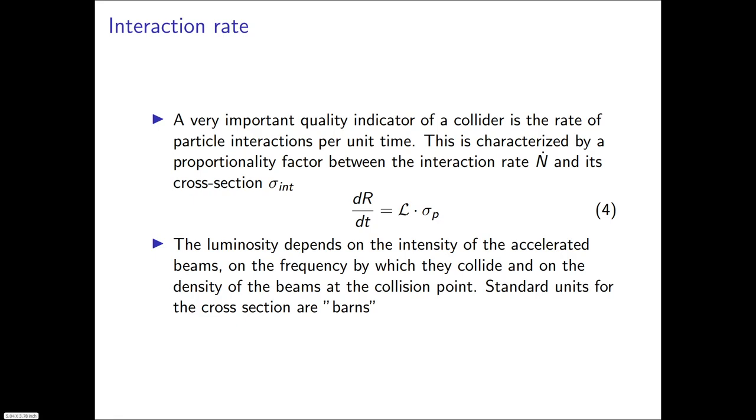The luminosity depends on the intensity of the accelerated beams, on the frequency with which they collide, and also the density of the beams. The standard unit for cross section, the delta sigma, is barns. One barn is equal to 10 to the power minus 24 centimeter square. Next.